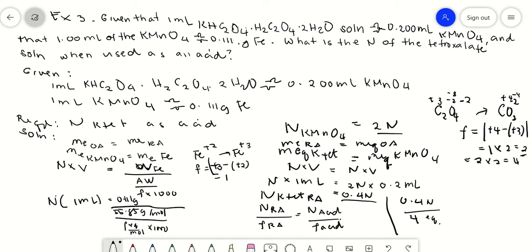For equivalents per mole, normality as an acid, which is unknown, divided by the factor as an acid, 3 replaceable hydrogen ions, so that is 3 equivalents per mole. So what would be now the value of the normality as an acid? Just substitute, that would be 0.3 normal. So that would be the normality as an acid.